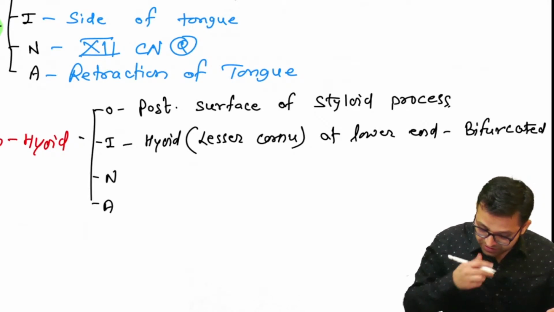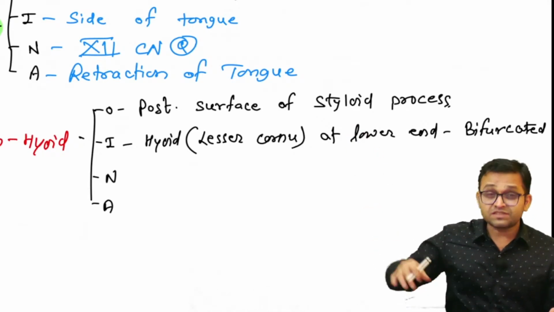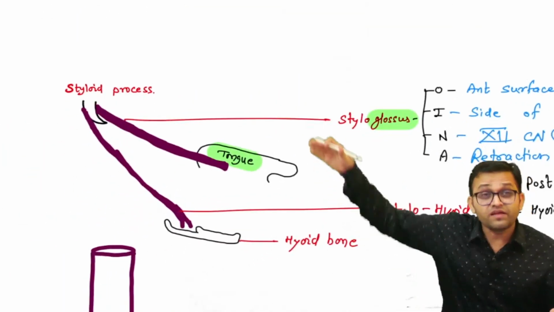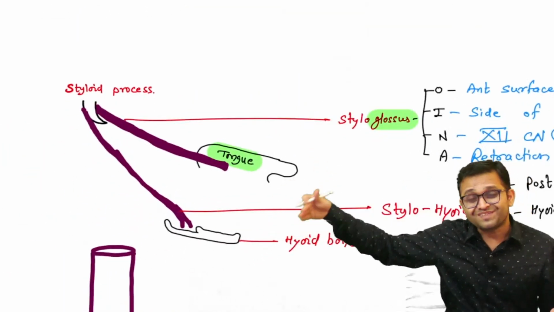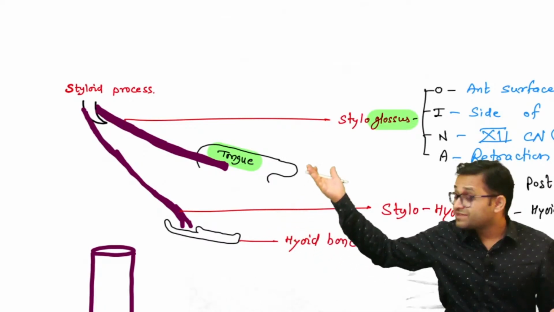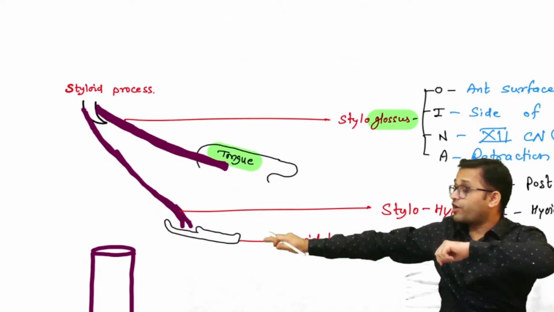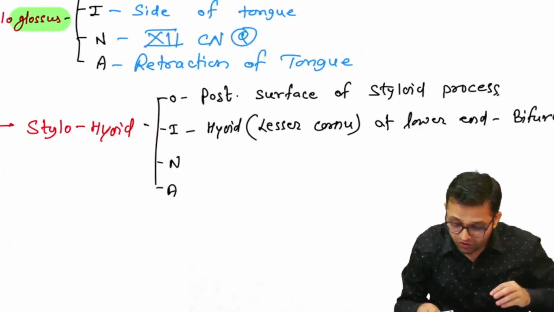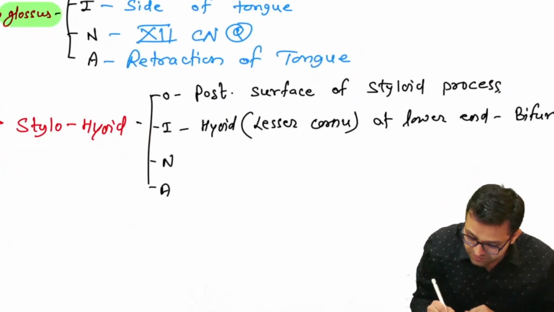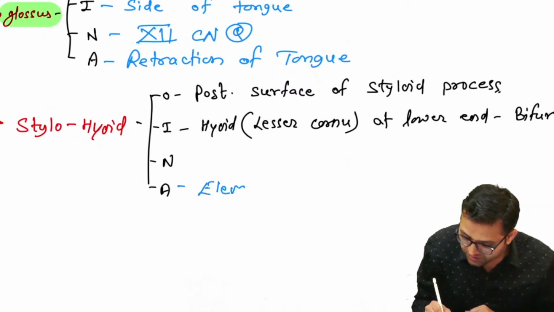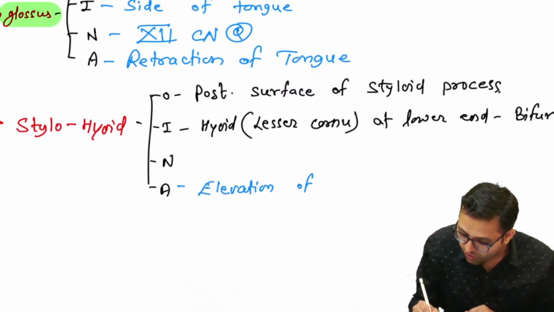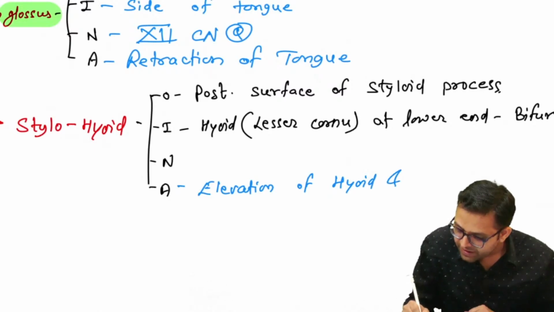Now look here. What is the action? Definitely, this muscle is attached from above to the hyoid bone. Where the muscle goes, there the movement follows. So when this muscle contracts, the hyoid will go above. So it will cause what action? It will cause elevation of the hyoid and any structure which is attached to it.